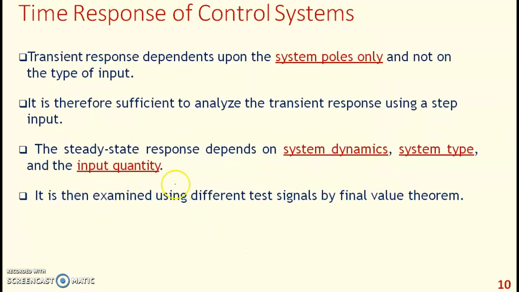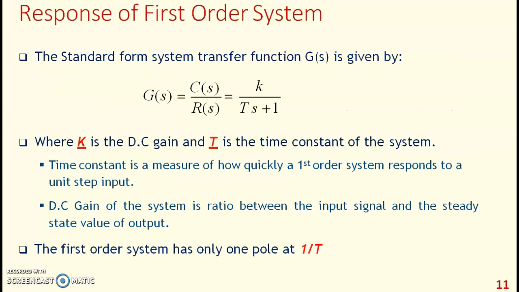The time response of a control system depends upon the system poles only, that is, the number of poles which lie in either the left half of the s plane or the right half of the s plane. The steady state response depends on system dynamics, system type and the type of input. Whichever type of input we apply, depending on that the steady state response will be different. Then the response of a first order system is represented by G of s equal to K divided by (Ts plus 1). Taking the constant term T outside, that T is called the time constant of the system.